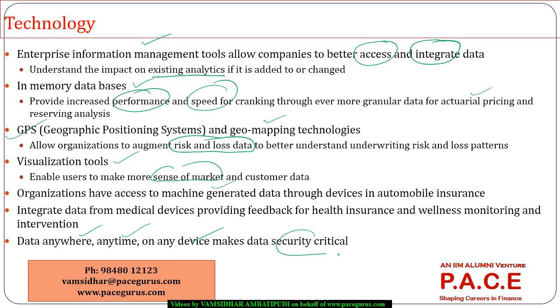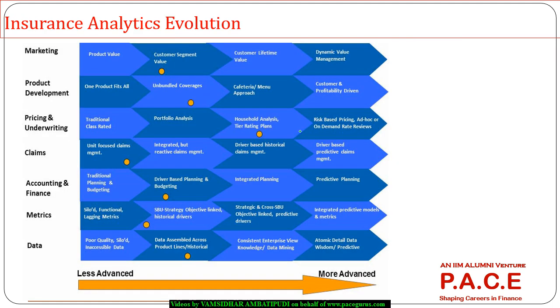Which means the security of the data becomes more and more crucial and critical. So technology no doubt plays an important role in the success of analytics in the current generation. If you look at how analytics has matured over the period, right from creating a simple product value, we have moved towards customer segment value. For each customer, we started looking at the lifetime value, and this value management also is becoming more and more dynamic. So that's how marketing has evolved through the analytics usage.